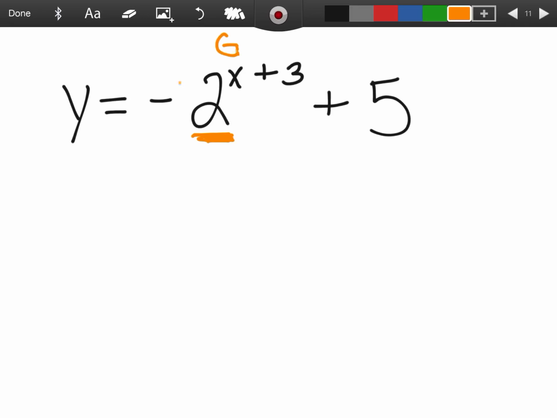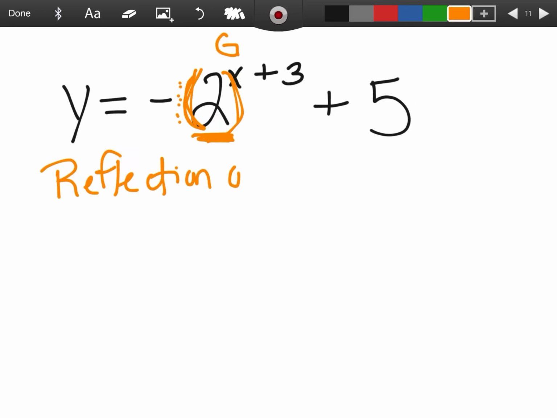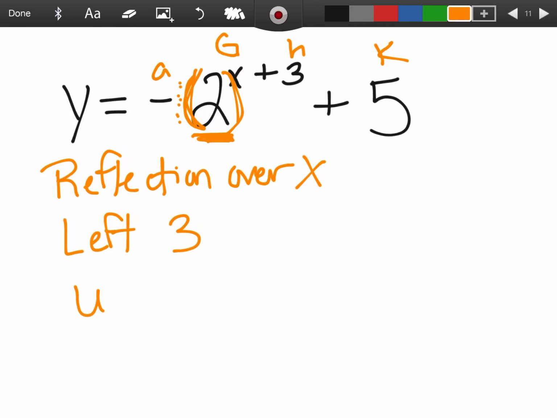Okay, so A is technically, there's an invisible 1 in front of that 2. That's supposed to be parentheses. It's a little ugly. So A is -1. So that is a reflection over the x-axis. But the 1 doesn't stretch or shrink or anything. So all we have is a reflection. And then plus 3, opposite H. So that is left 3 units. And then K is plus 5. So that's up 5 units.